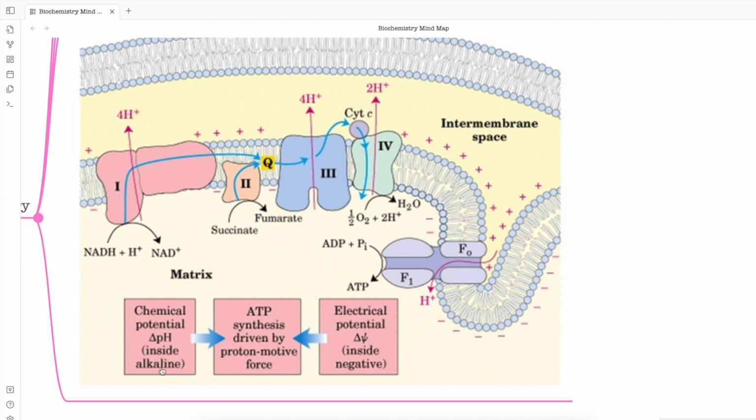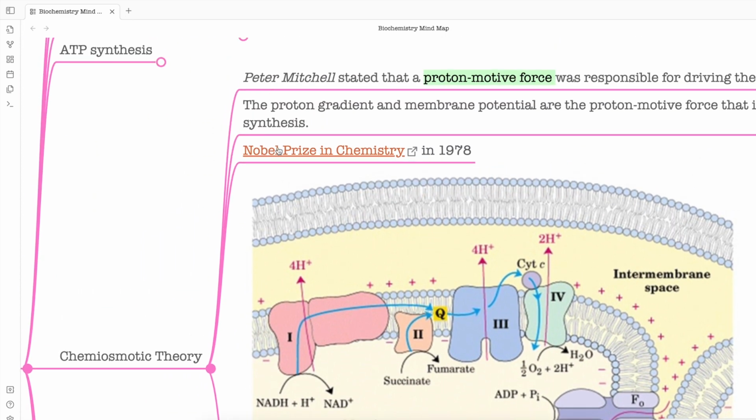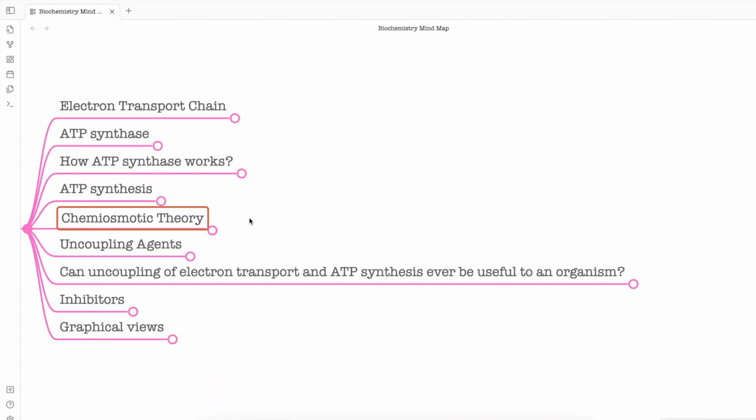So you can see over here, delta pH, that is the pH gradient, has the inside alkaline, and delta psi, that means electrical potential, has the inside negative. These two things help in ATP synthesis driven by proton motive force. Due to this electrochemical gradient, that is, the electrical gradient and the chemical gradient, delta pH, ATP synthesis through ATP synthase is driven. Because if there is no gradient produced by the accumulation of H+, there will be no inward movement of H+ through ATP synthase, and so there will be no ATP synthesis. That is the chemiosmotic theory, proposed by Peter Mitchell, who won the Nobel Prize in Chemistry in 1978. So this is a very, very important theory.